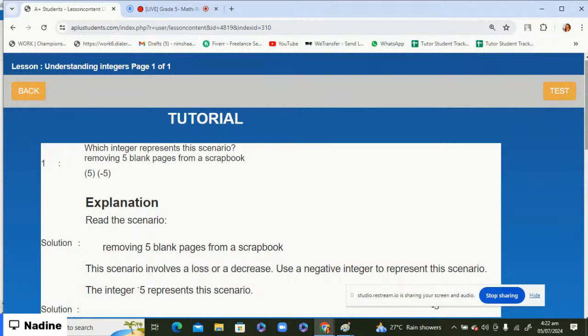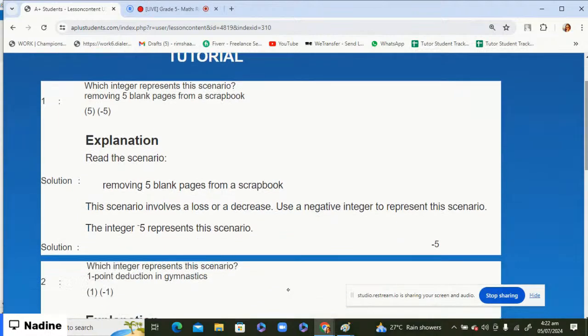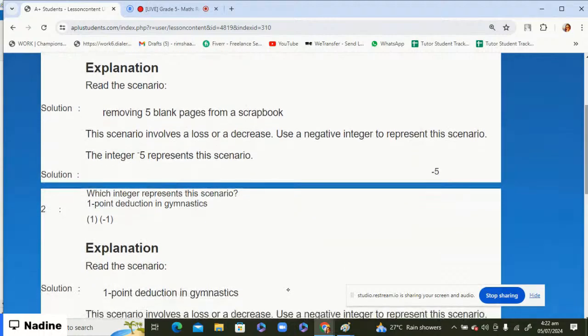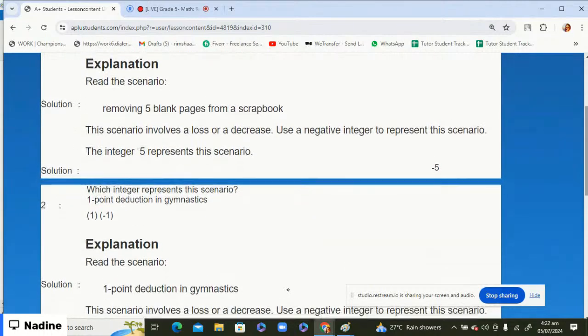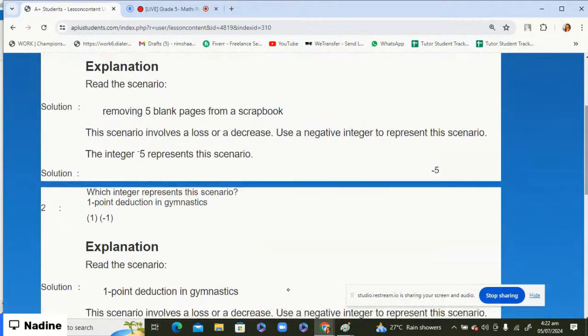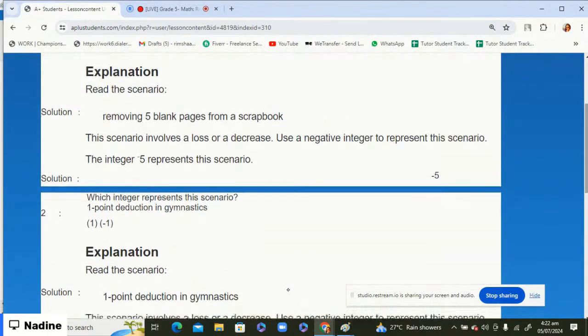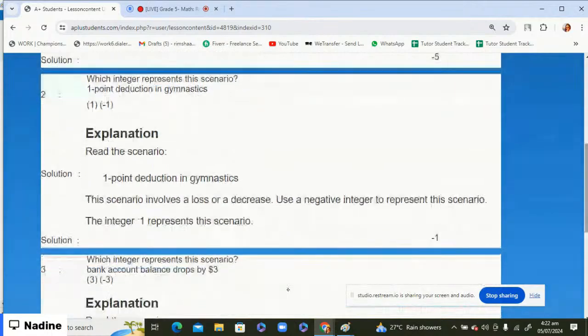If they are saying that something is increasing, adding up, tall, high, an increasing thing, you are going to add the plus sign with it. Okay, so here is removing 5 blank pages from a scrapbook. It's removing, so it means negative 5, that is removing something, so we can say that it's minus. A 1 point deduction in gymnastics, it means your point is deducted, your points are less. Okay, so we can say that it's also negative 1.